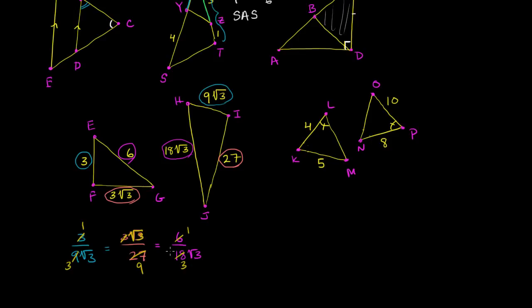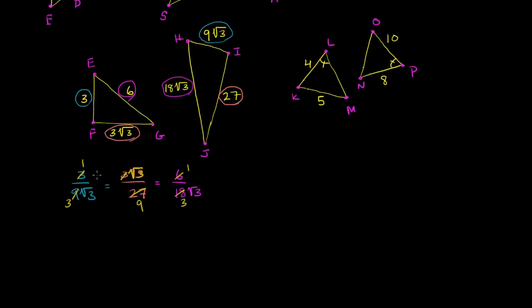At first they don't look equal, but we can actually rationalize this denominator right over here. We can show that 1 over 3 square roots of 3, if you multiply it by square root of 3 over square root of 3, gives you, in the numerator, square root of 3, and in the denominator, square root of 3 times square root of 3 is 3, times 3 is 9. So these actually are all the same. 1 over 3 root 3 is the same thing as square root of 3 over 9, which is the same thing as 1 over 3 root 3. So actually these are similar triangles.